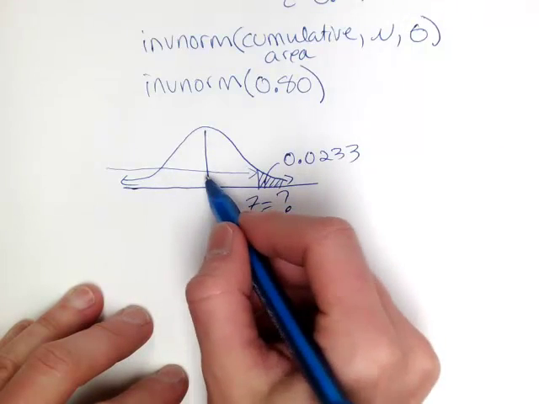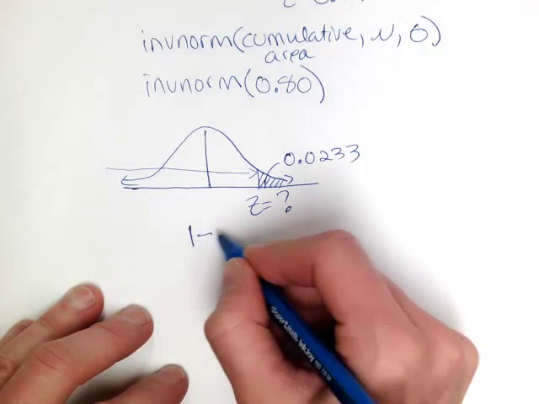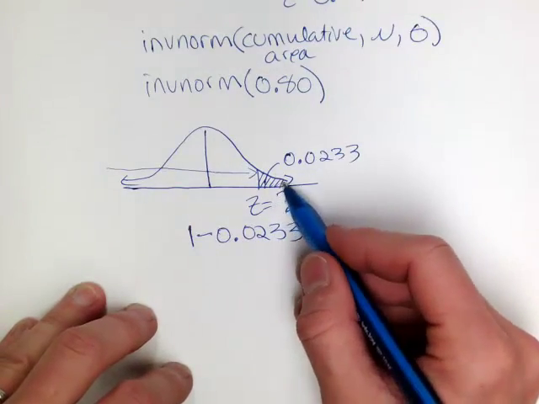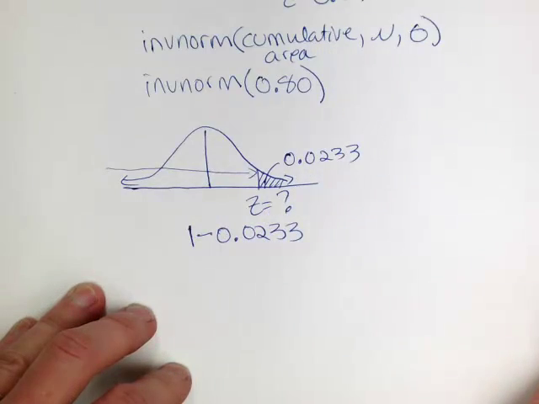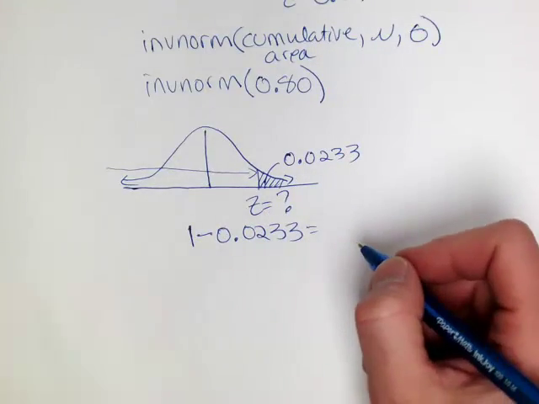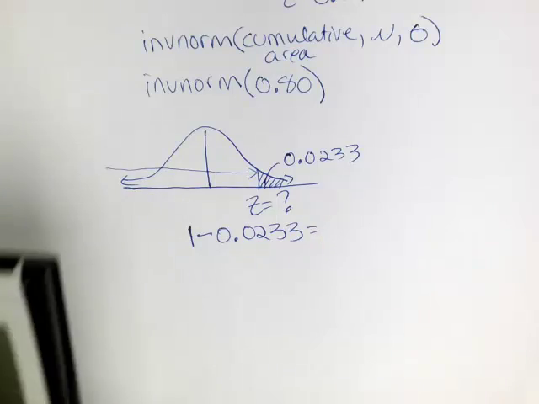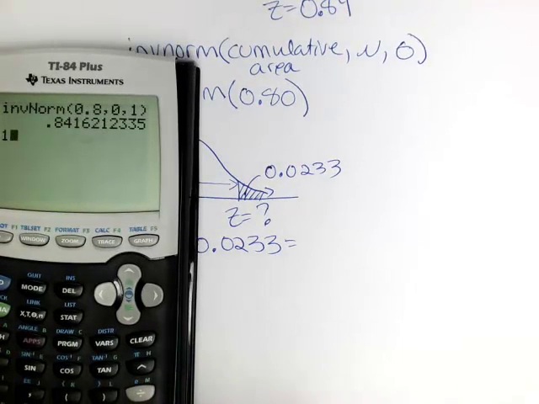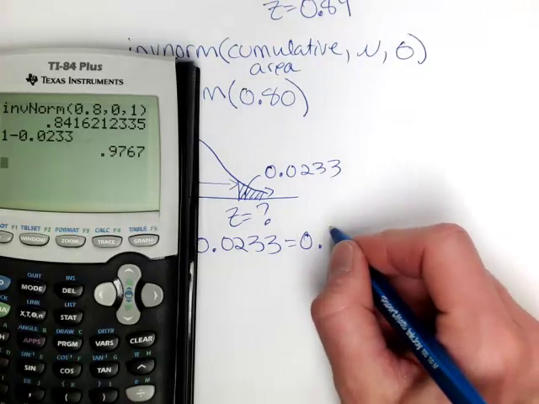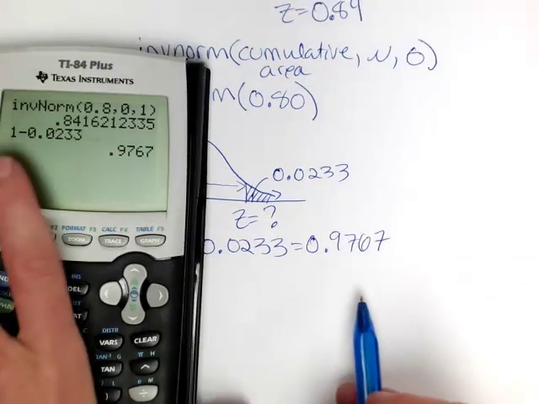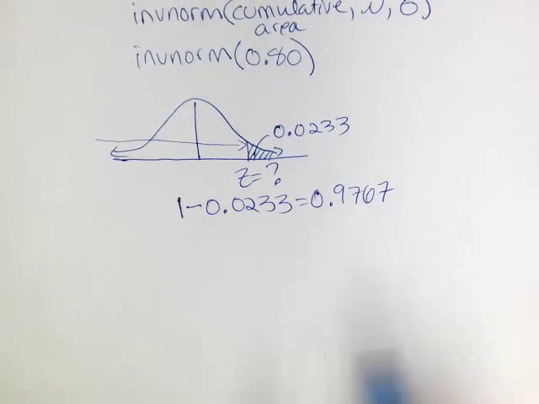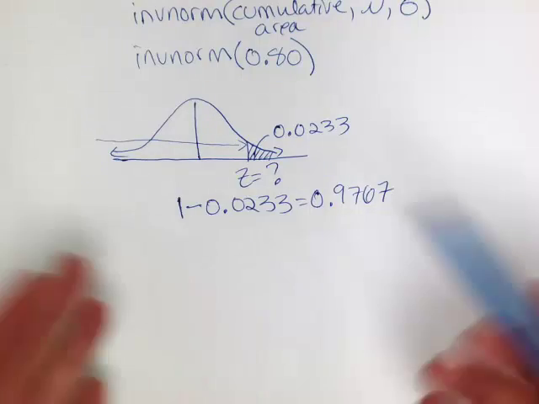So to get this part, I can use the fact that it's going to be 1 minus this upper tail here, because the total area under the curve is 100%, or 1. So the area that I need to input into the calculator is 0.9767. Now that would be the area you would try to find in the body of the table, or get as close to as you can in the body of the table, and then read outward.